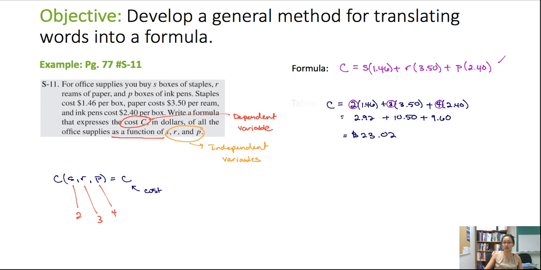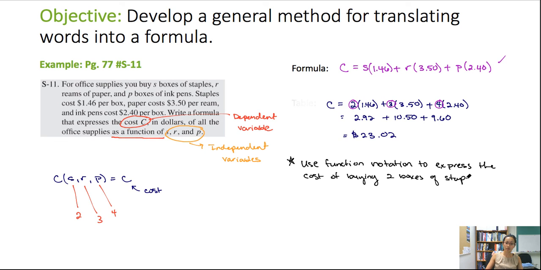Now, let's suppose that I want to use function notation to express the cost of buying 2 boxes of staples, 3 reams of paper, and 4 boxes of pens. How would we write the function notation?